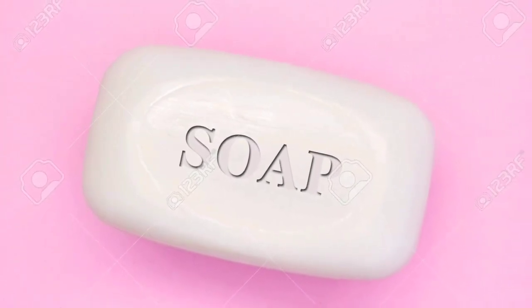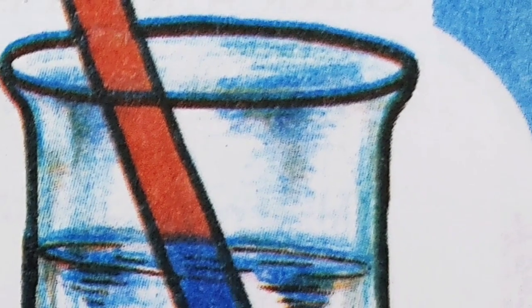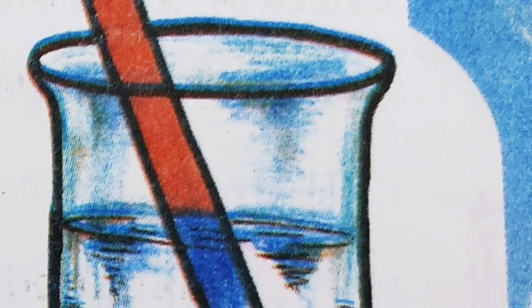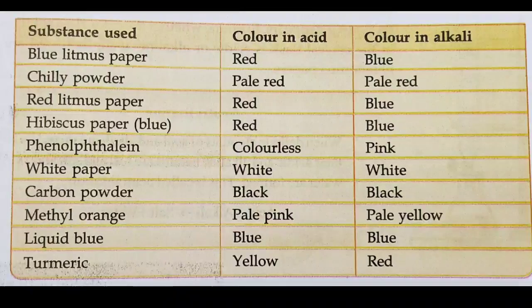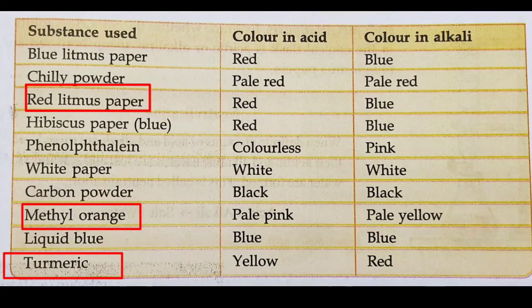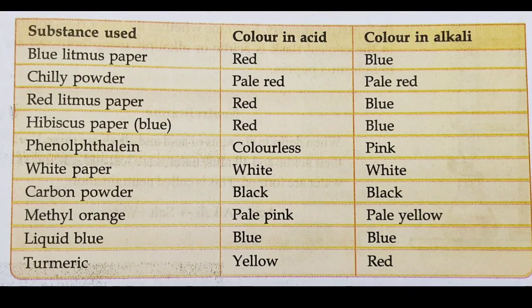We use indicators to recognize acid and alkali. Blue litmus paper, blue hibiscus paper, and methyl orange are used as indicators for acids, and red litmus paper, turmeric, and methyl orange are used to indicate alkalis.